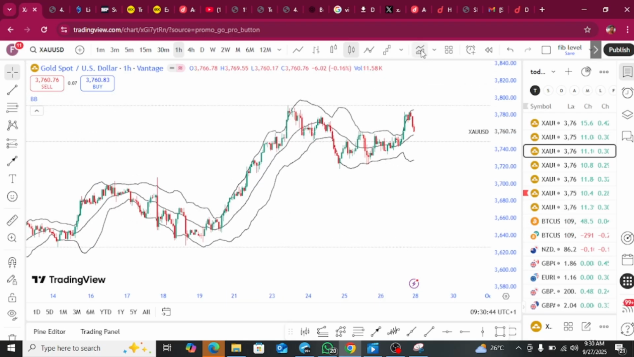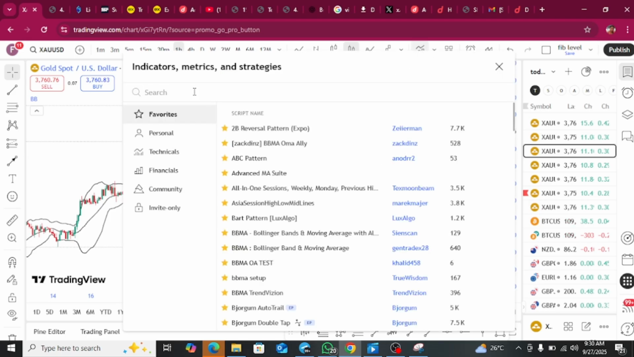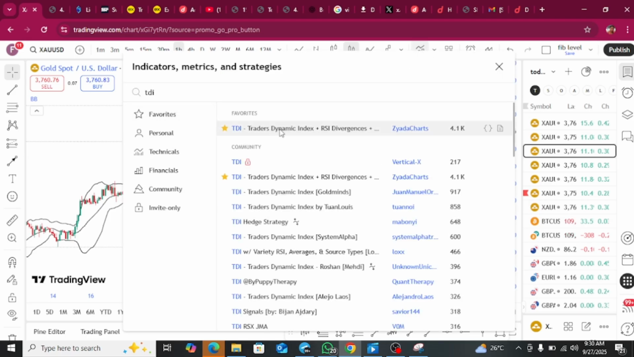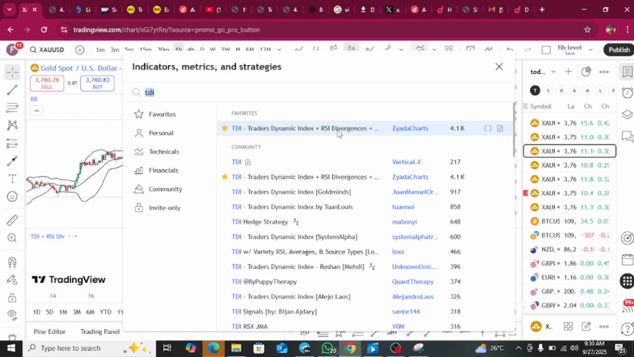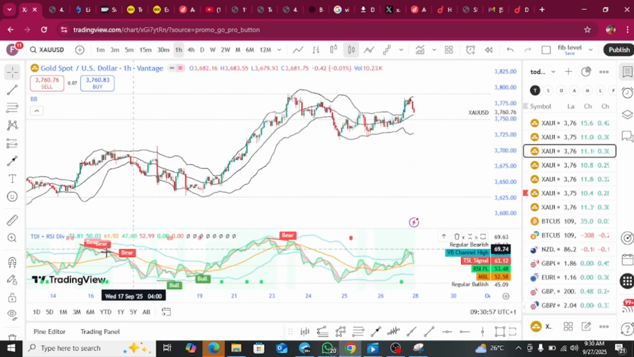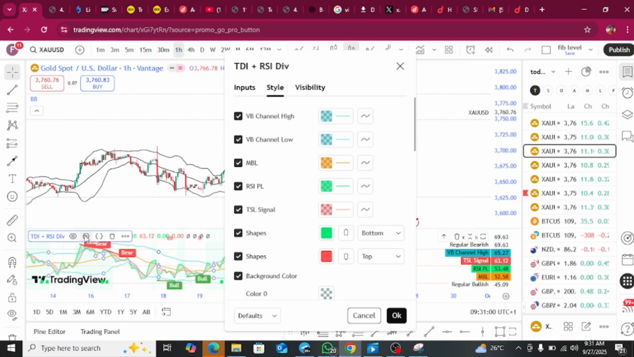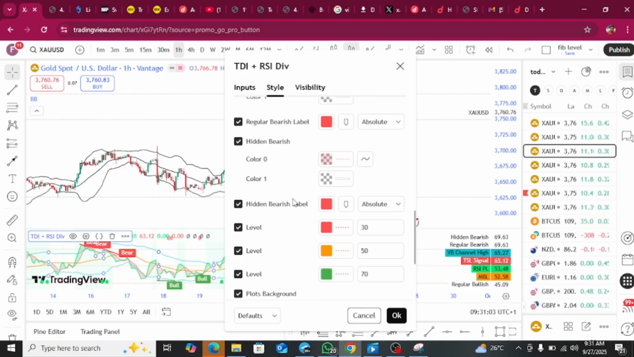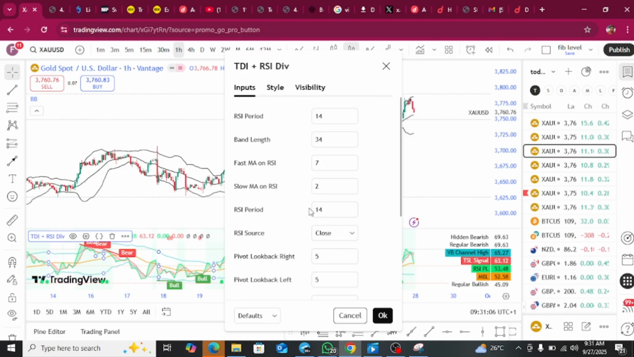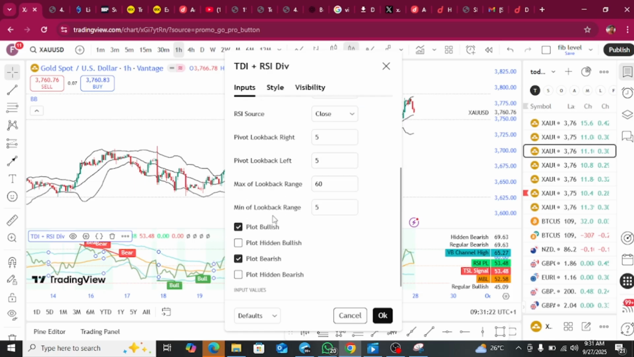The next indicator I'm going to use is called the TDI, Traders Dynamic Index plus RSI Divergence. That's what I'm going to use, so I add it up. Then the next thing I'll do is change my settings. I'll go to inputs first. Everything remains the same except the fast MA on RSI. I'll change this to 2 and I'll change the slow one to 7. That's the only thing I'm changing. Every other thing remains the same.